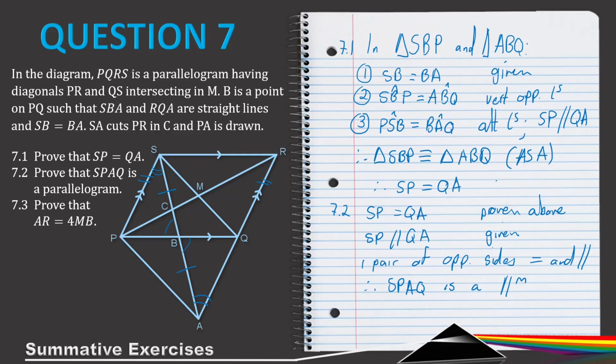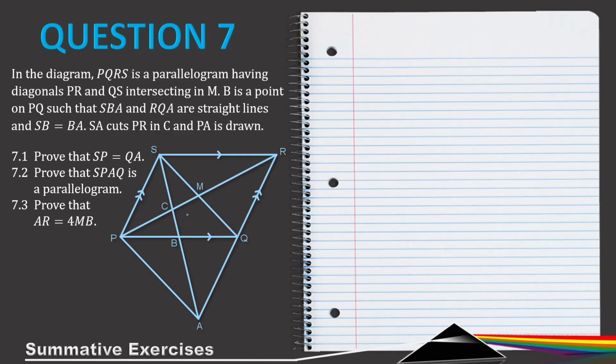Now finally 7.3. Let's start by clearing the page. We need to prove that AR is 4 times BM. This isn't a very easy question, if I can put it that way. We have to try and relate this side to this side, and at this point it doesn't seem like they have any direct relationship. We do know that AR has a relationship to SP because AQ is equal to QR, and that's equal to SP.